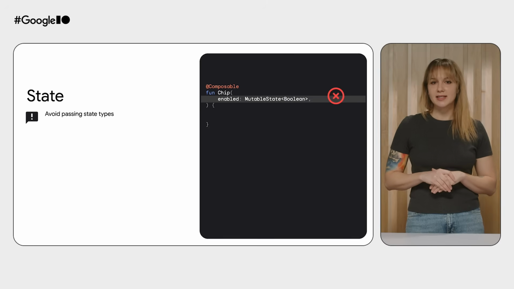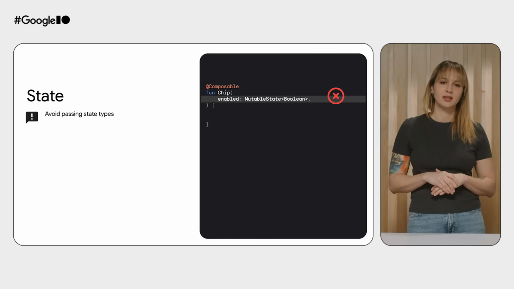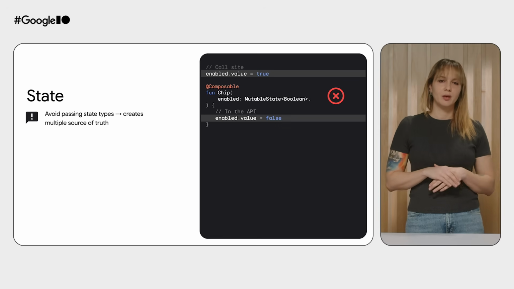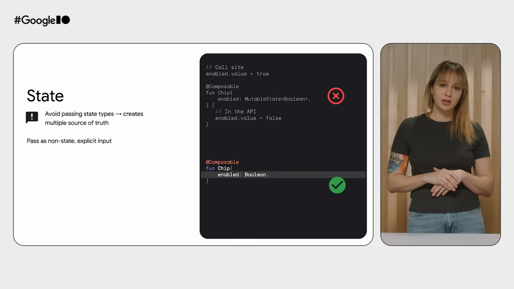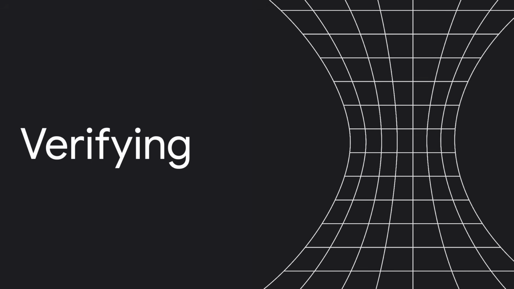But avoid passing state, mutable or immutable, as a direct parameter of an API. Passing state like this means there could be multiple owners of it, both the caller and the composable, which complicates control, creates multiple sources of truth. Instead, prefer explicit inputs.